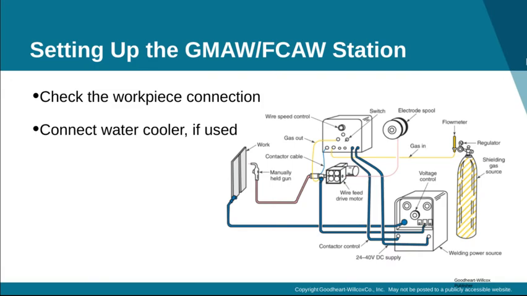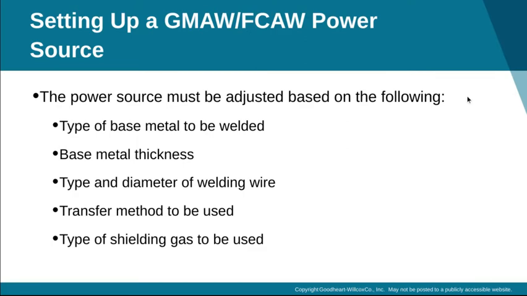So, setting up the power source. Power source must be adjusted based on the following: type of base metal to be welded, base metal thickness, type and diameter of welding wire, transfer method to be used, type of shielding gas to be used. So there's a lot to consider when you're choosing a wire and what parameters to set your machine at. Like you won't weld the same if you're welding on 3/8 thick mild steel.